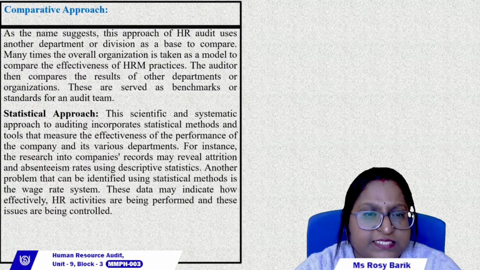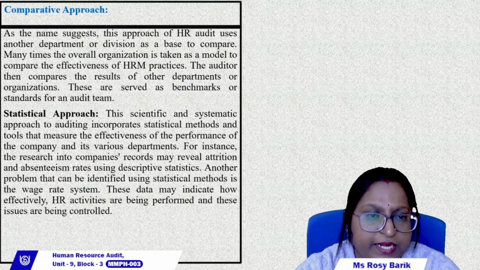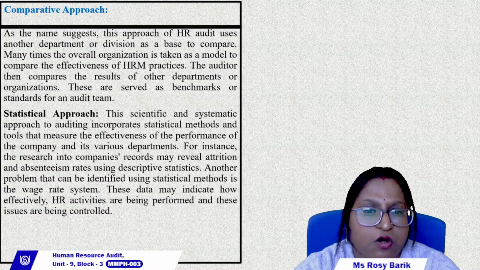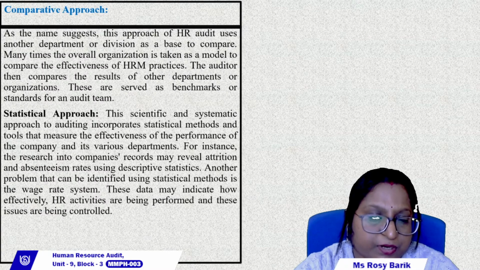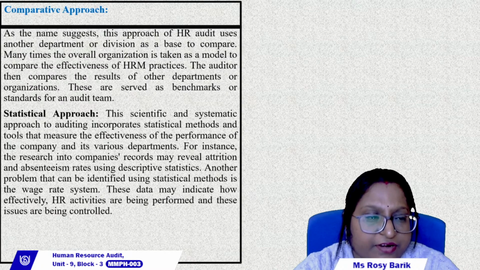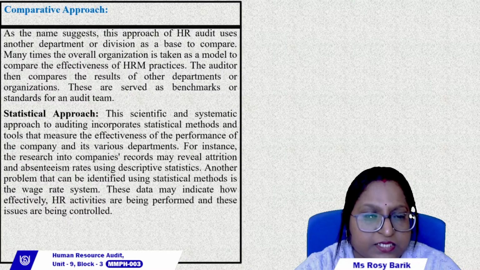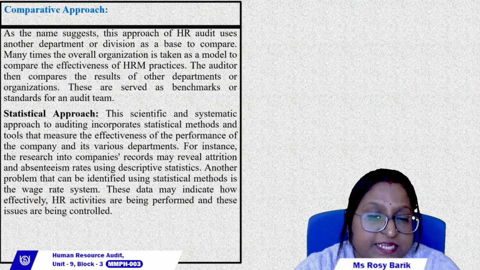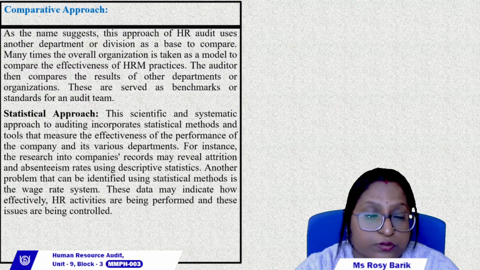Next, the statistical approach. This is a scientific and systematic approach to auditing that incorporates statistical methods and tools that measure the effectiveness of the performance of the company and its various departments. For instance, research into companies' records may reveal attrition and absenteeism rates using descriptive statistics. Another problem that can be identified using statistical methods is the wage rate system. These data may indicate how effectively HR activities are being performed and these issues are being controlled.